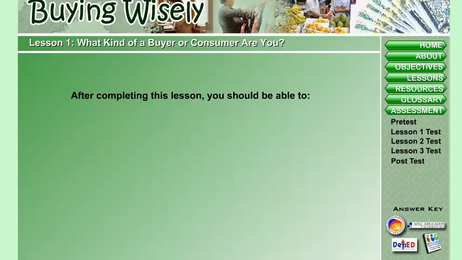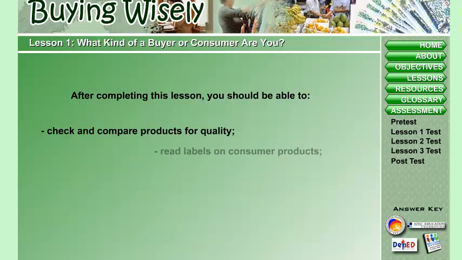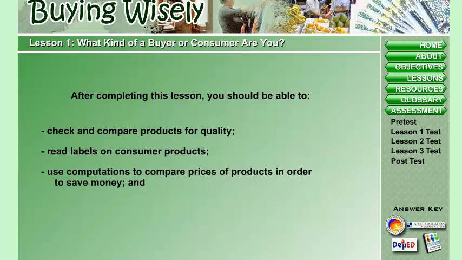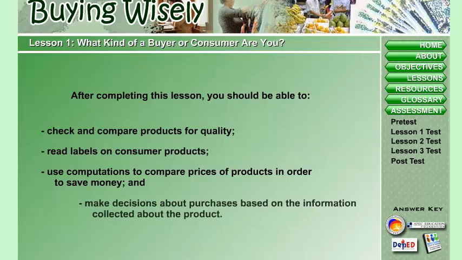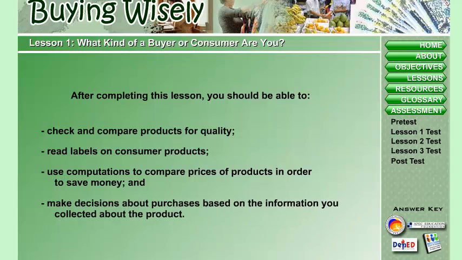After completing this lesson, you should be able to check and compare products for quality, read labels on consumer products, use computations to compare prices of products in order to save money, and make decisions about purchases based on the information you collected about the product.